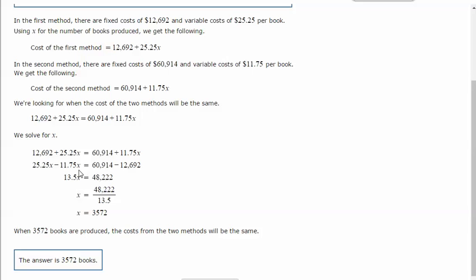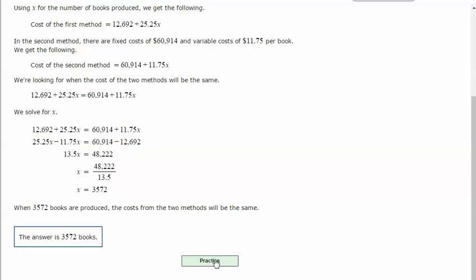So combining like terms, subtract the 11.75x and move it over here, subtract the 12,692 and move it over here. And so then we get 13.5x equals 48,222, and divide both sides by 13.5, and we get x equals 3,572. So when 3,572 books are produced, the costs from the two methods will be the same. Let's try another one.